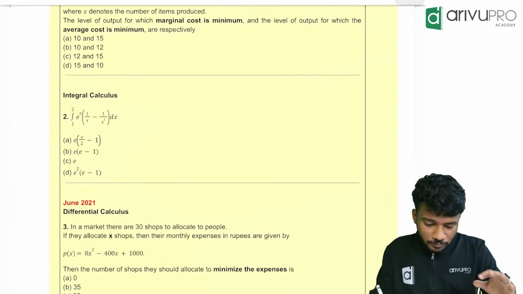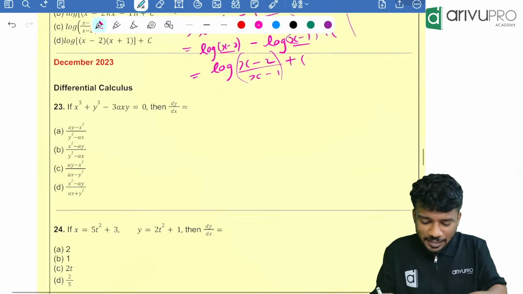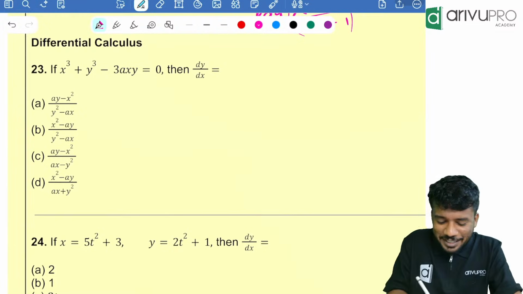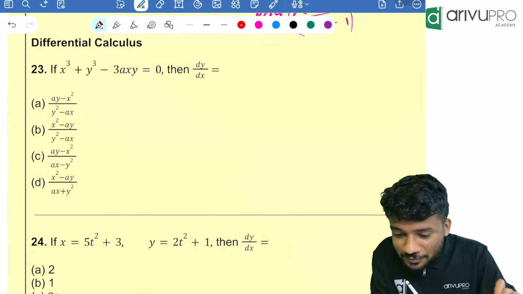Okay, next question. Another shortcut we are going to do now. You tell me, what type of function is this? This is an implicit function. It is one of the properties in calculus.